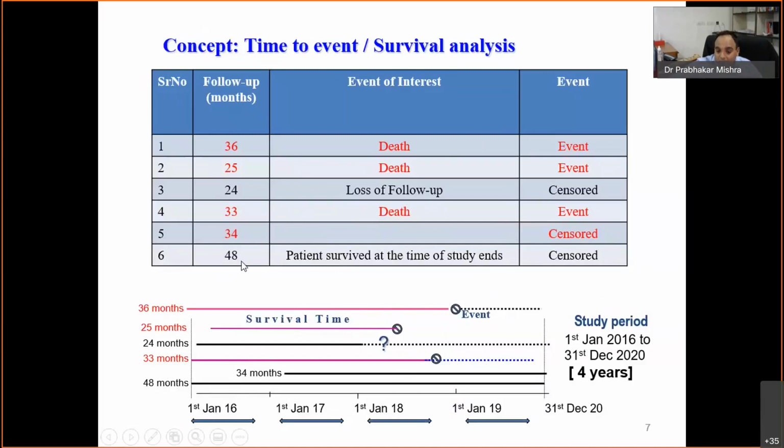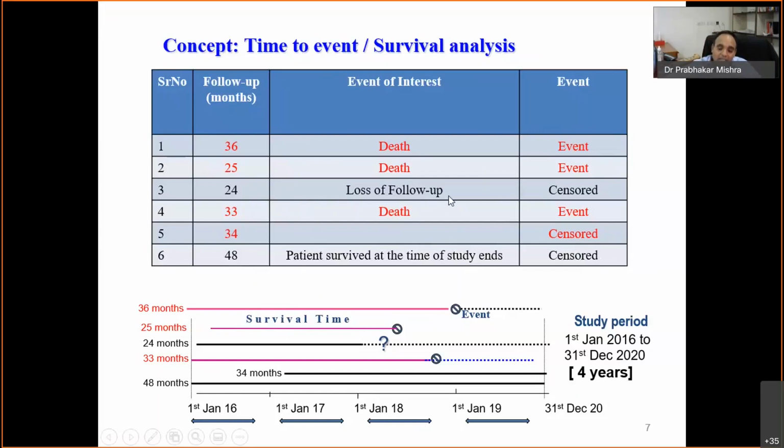Then the fifth patient and sixth patient, 48 months. See, the patient came here and was in the study up to the end of the study. They came at the start and stayed up to the end of the study. See, 48 months. It means for all 48 months that patient was in our study, but ultimately at the end of the study, the patient was alive.